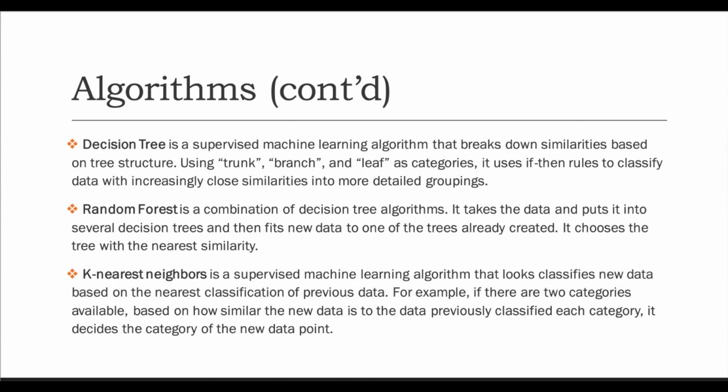All right, but tell me about this last one down here. K nearest neighbors. So that classifies data based on the nearest classification of previous data. For example, if you have two categories available, it looks at how similar that data is to the previously classified category. And it decides the category of the new point. So again, cat and dog, you would say, how close is it to cat? How close is it to dog? And it would decide based on what the previous data was, whether or not it's closer to cat or dog.